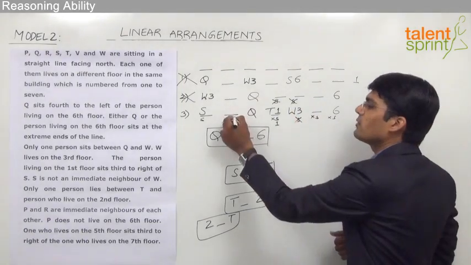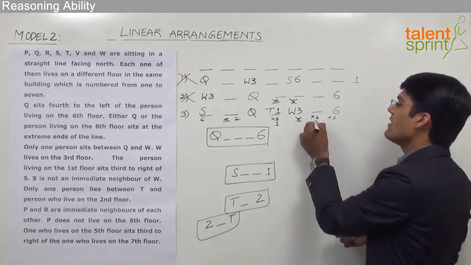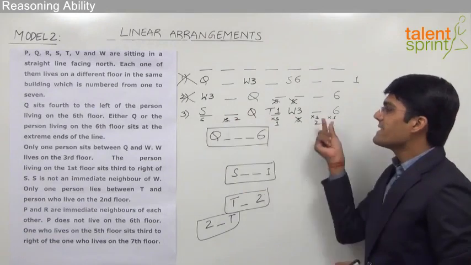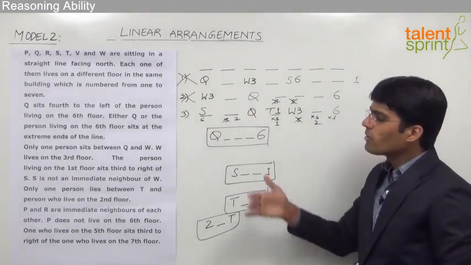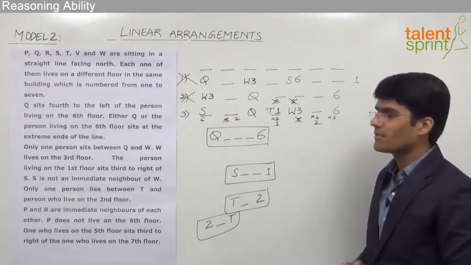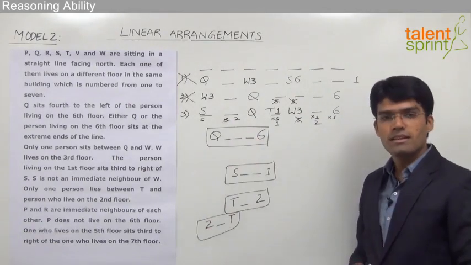So let us take the second floor person either on this side or on this side. To find out the exact position of the person who lives on second floor, we need to just go through the remaining statements. So let us keep it as it is and now move to the next statement.